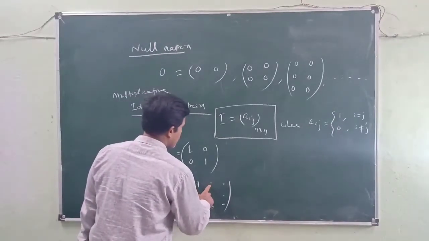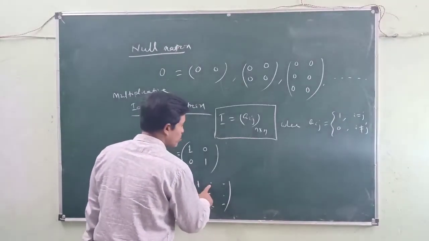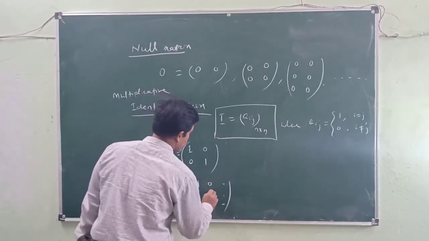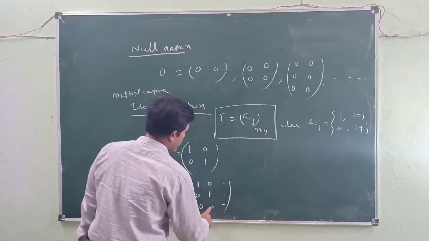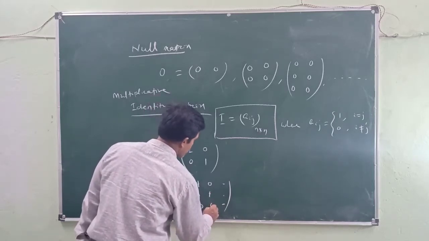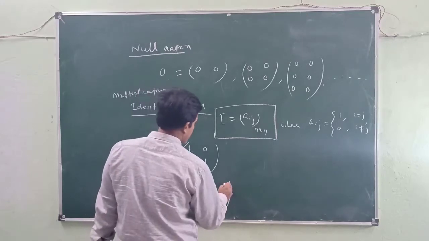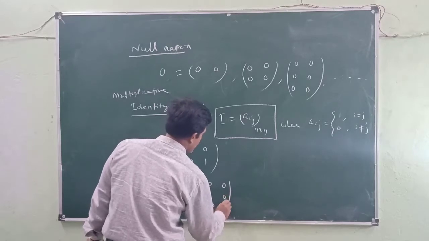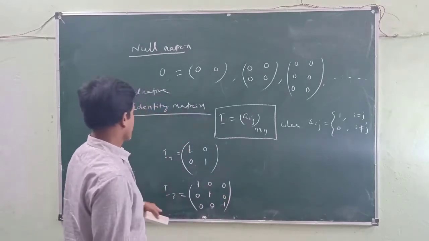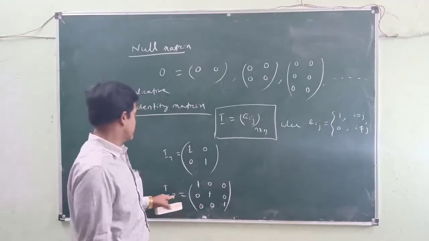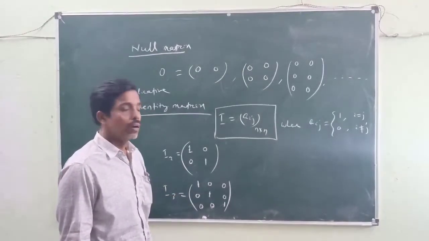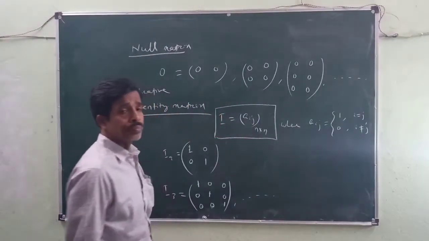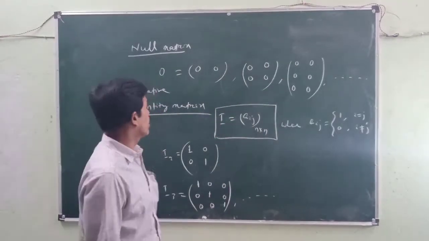Then this is the 1 2 position, so here i is not equal to j. This position is 2 2, here i equals j, so write 1. Here it is 3 2, i is not equal to j, write 0. Similarly here it will be 0, 0, and here it will be 1. So this matrix is called the multiplicative identity matrix of third order. Similarly, you find the multiplicative identity matrix for nth order.